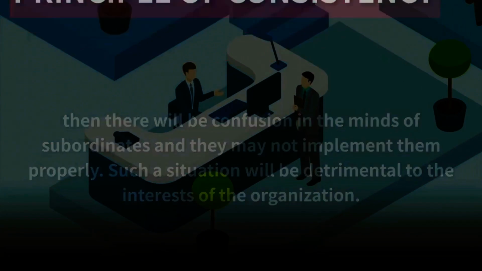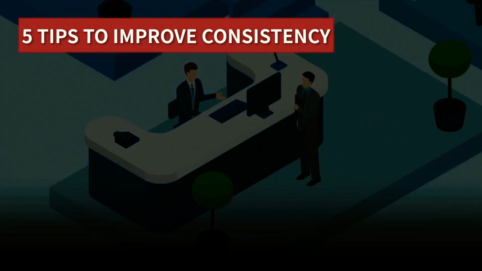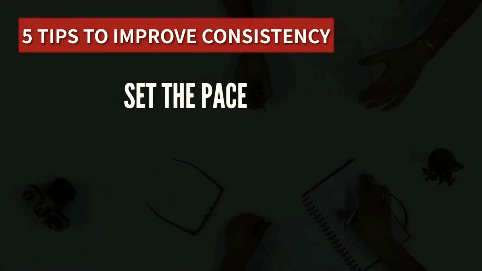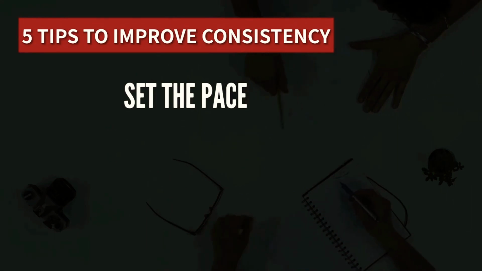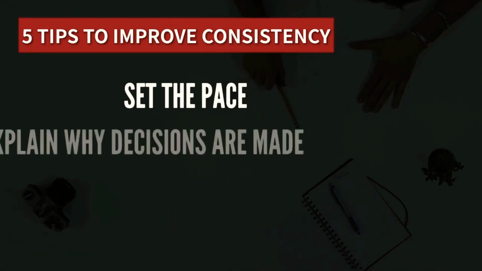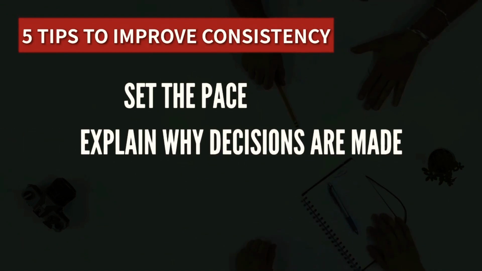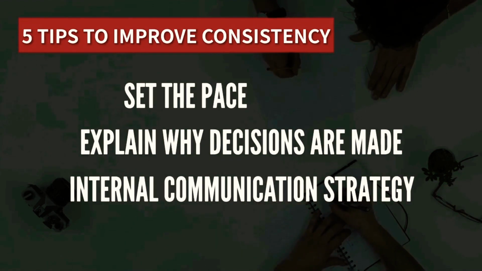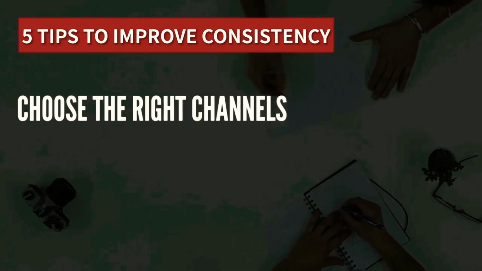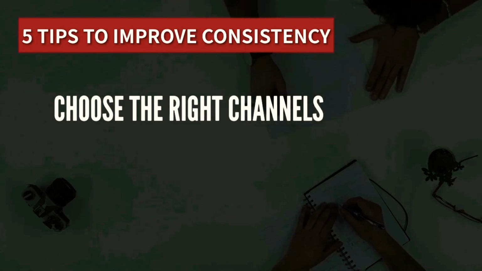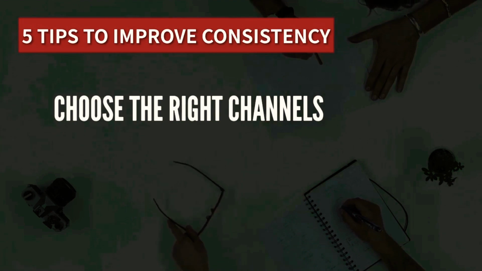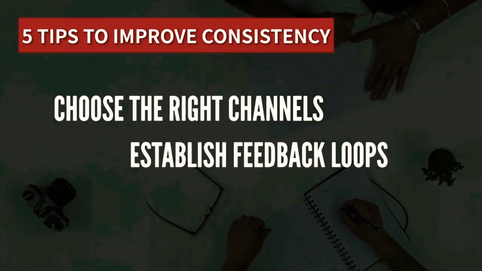Here are tips for ensuring consistent communication in an internal communication setting. Number 1 is to set the pace. When it comes to communicating effectively, leaders should lead by example and set the pace. The next one is to explain why decisions are made. Number 3 is to create an internal communication strategy. Number 4, choose the right channels, may it be via email or post-it notes or phone calls. And lastly is to establish feedback loops.